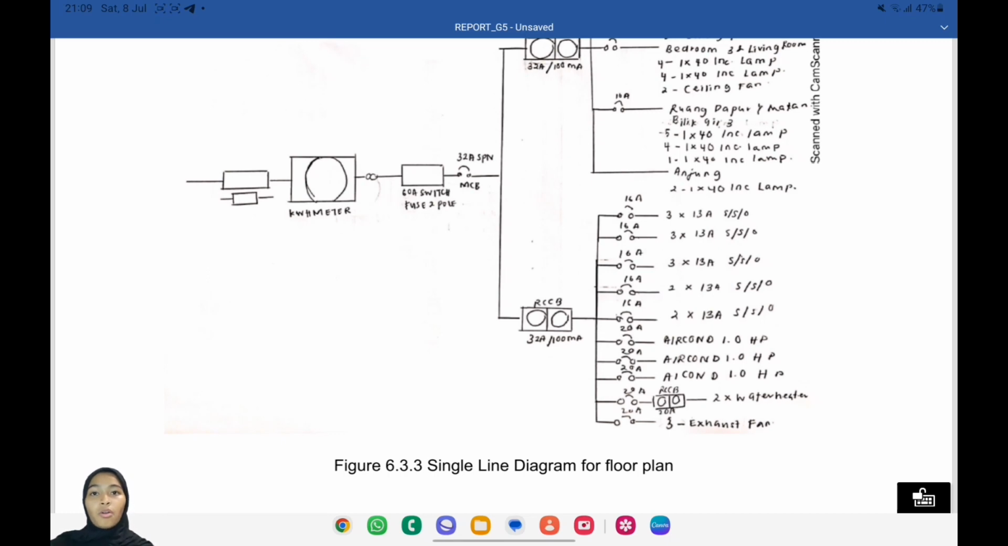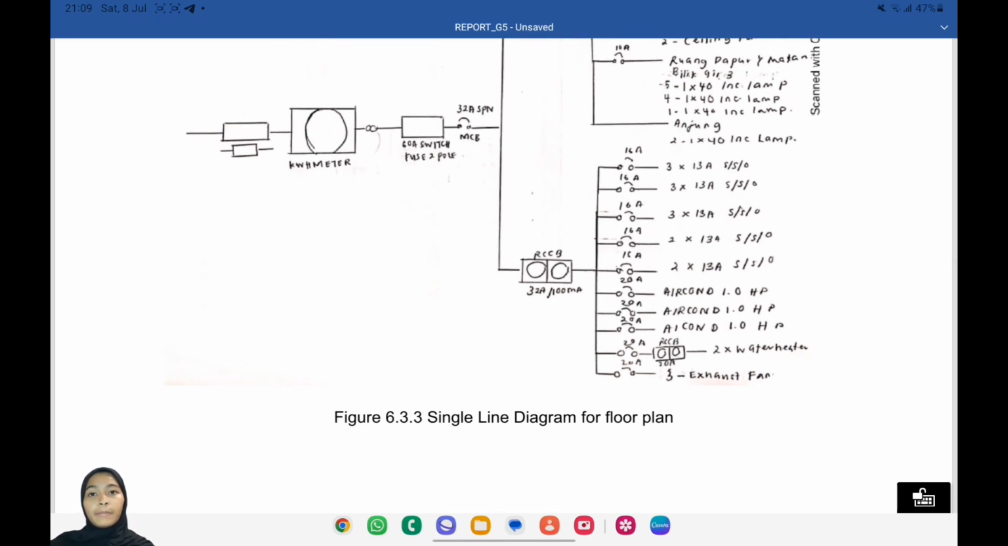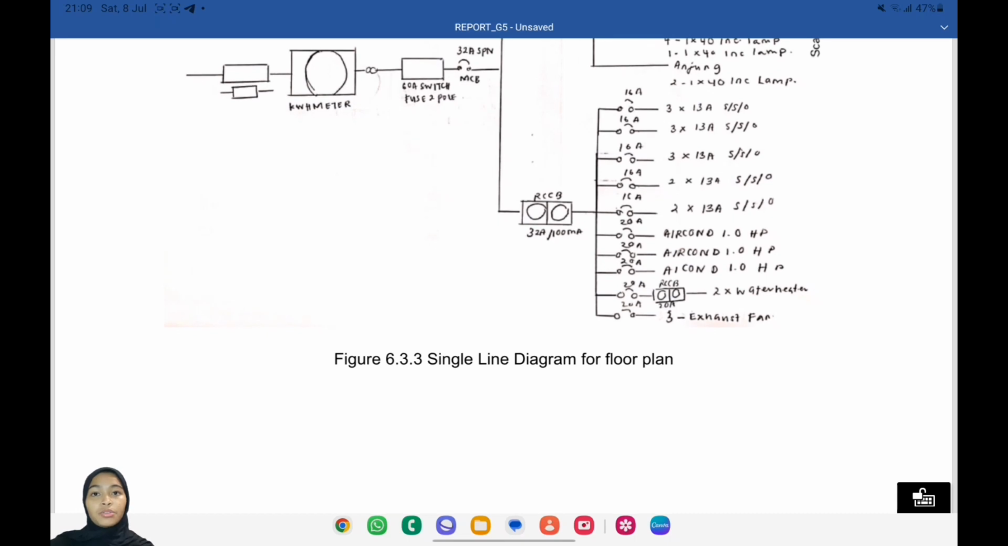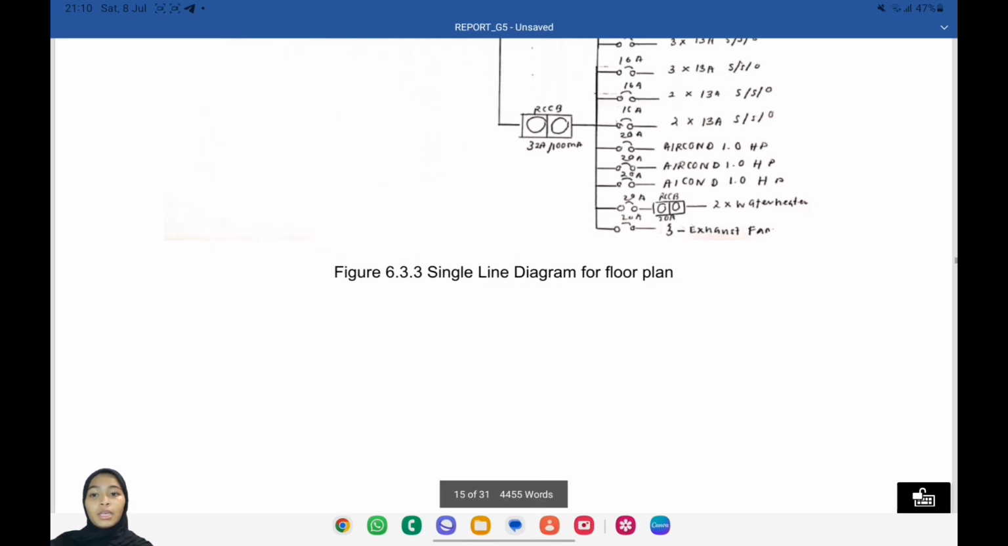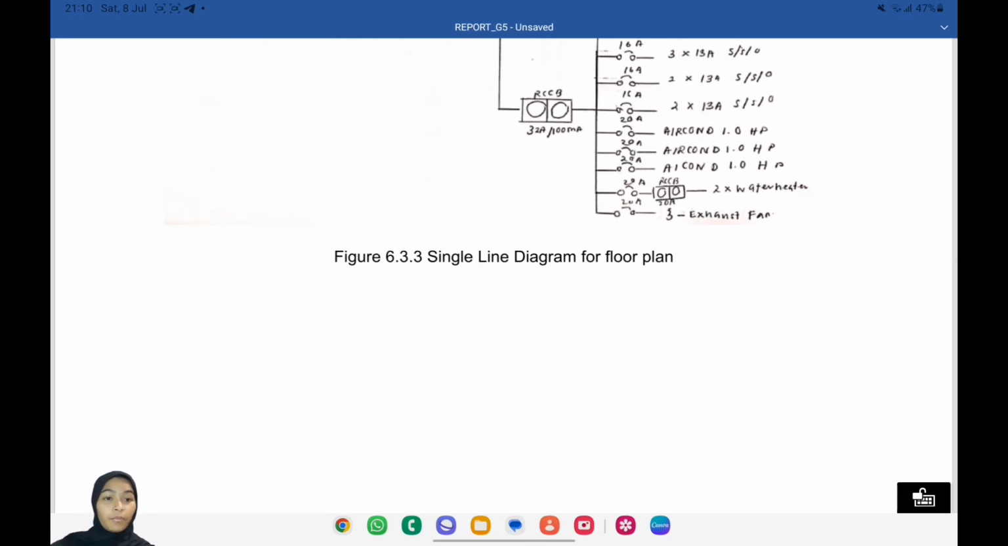So next is for sockets. We use 13 sockets of 13 ampere, and we use 3 air conditioners of 1.0 HP, 2 water heaters and 3 exhaust fans. So I think that's all for me.